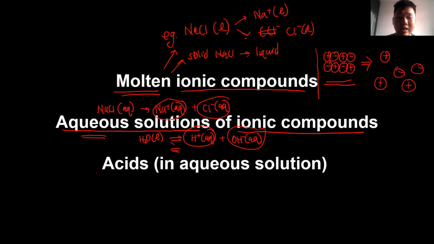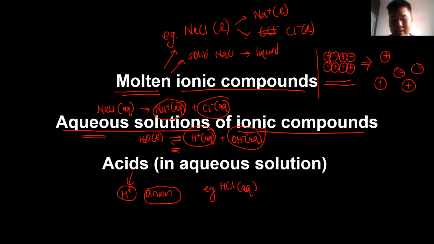And the last electrolyte that is possible is acids. Acids, as we know, contain H+ ions and another anion. These two ions are the ones that conduct electricity in the electrolyte. The most common example is hydrochloric acid. What we have is H+ ions and Cl- ions.